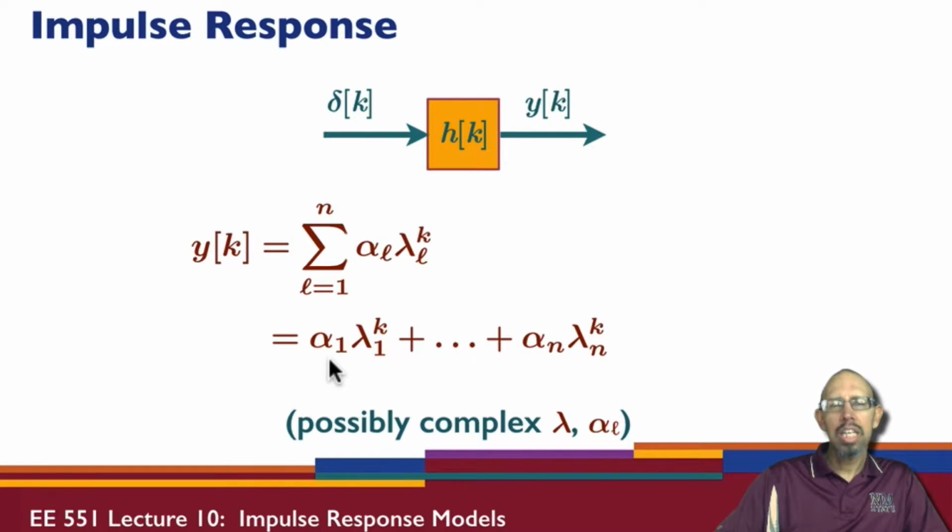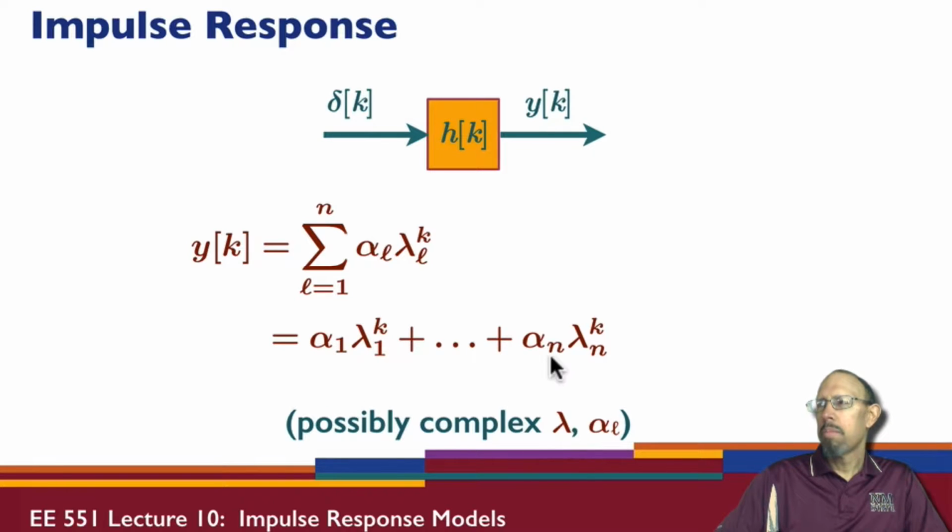This is a single input, single output system. We could consider also a multi-input, multi-output system where the alphas are matrices, and they would be constant matrices. So we could do it either way. It's simpler, first of all, just to consider the scalar case.